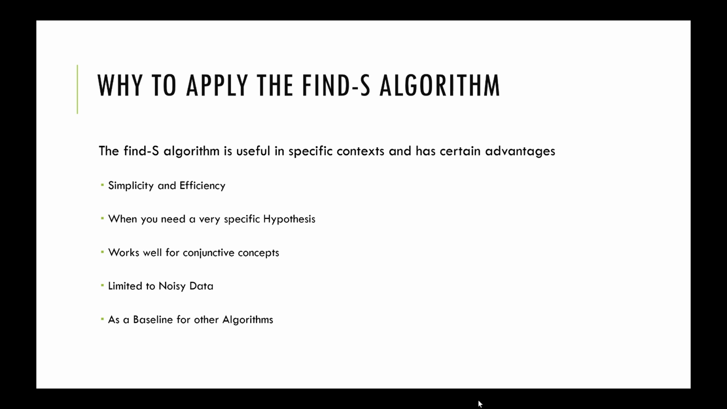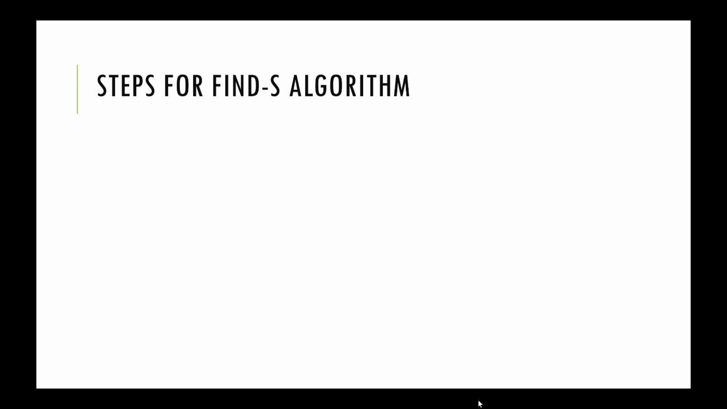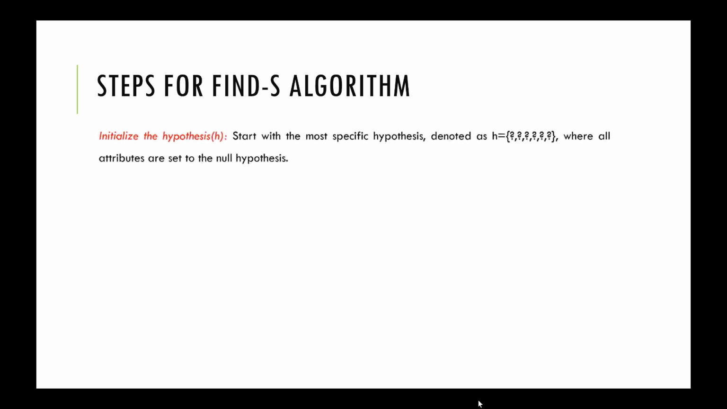Now consider an example with the problem definition, or come to the step by step process of the algorithm. First, initialize the hypothesis H. Start with the most specific hypothesis denoted as phi, or we can say that it doesn't have any hypothesis, so we place the null hypothesis in it, where all the attributes are set to null initially.